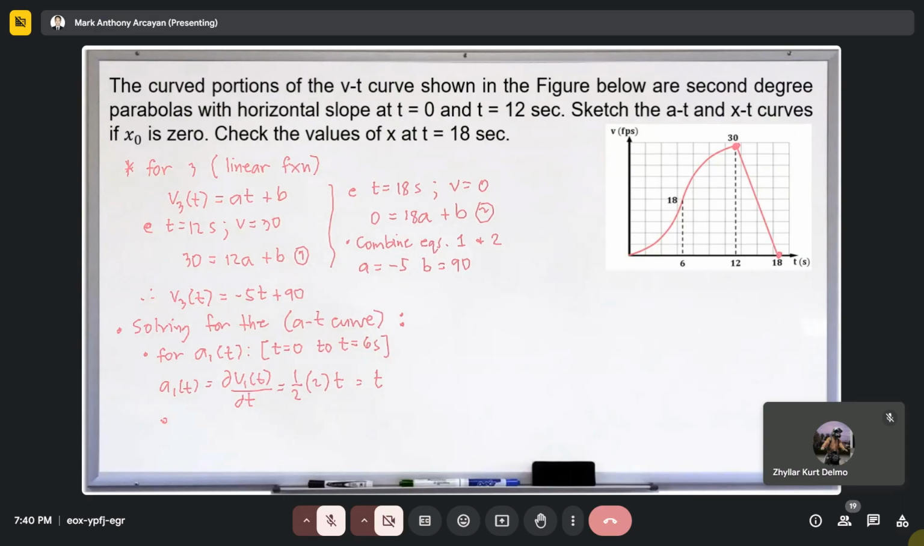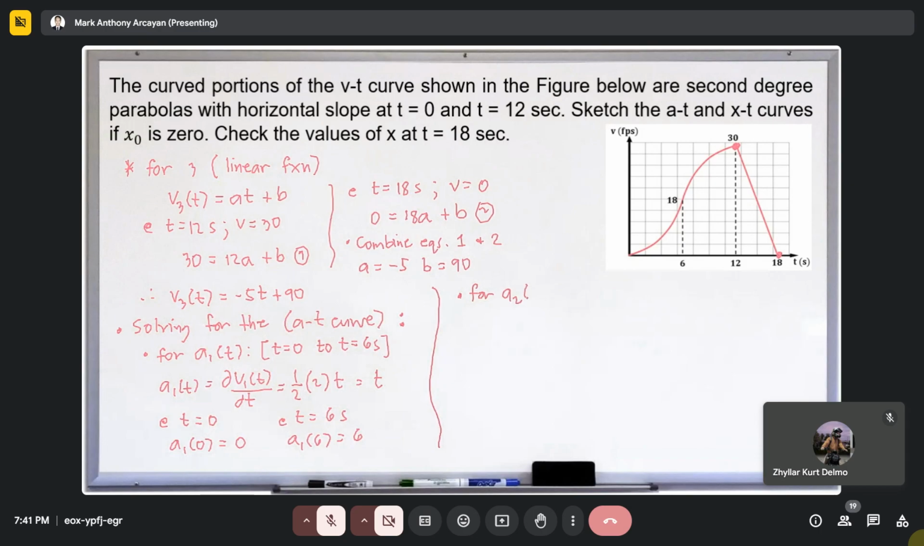So here, at t is equals to 0, our a1 of 0 is also equal to 0 because that is just equal to t. And at t is equals to 6 seconds, a sub 1 of 6 is also equal to 6 fps squared because this is now acceleration. Using these values, we can plot our a1 function on our acceleration versus time curve. That's it.